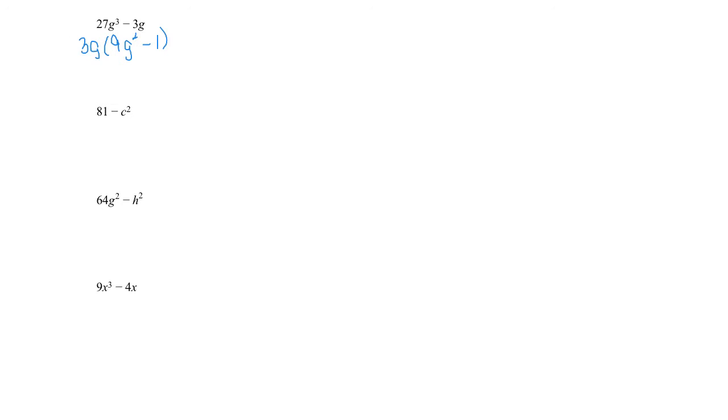Well, 9g squared is a perfect square. It's 3g. 1 is a perfect square. It's 1. So my 3g has to tag along. Two parentheses, plus in the middle of one, minus in the middle of the other, 3g in each beginning, 1 on the end. And we've done it. Okay, try the next one on your own and come back and check your work.